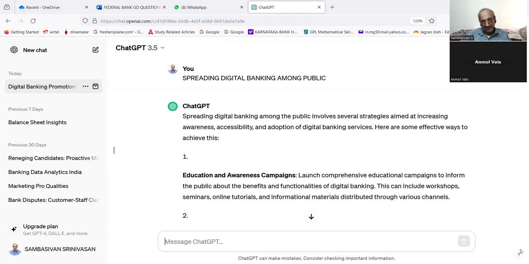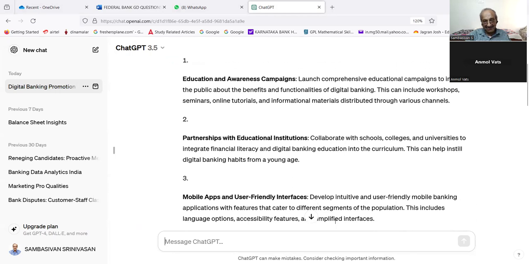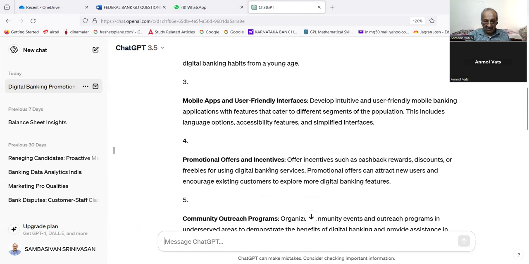Spreading digital banking among the public involves several strategies aimed at increasing awareness, accessibility, and adoption of digital banking services. Here are some effective ways to achieve this. First, education and awareness campaigns. Launch comprehensive educational campaigns to inform the public about the benefits and functionalities of digital banking. This can include workshops, seminars, online tutorials, and informational materials distributed through various channels. Partnership with educational institutions. Collaborate with schools, colleges and universities to integrate financial literacy and digital banking education into the curriculum. This can help instill digital banking habits from a young age.